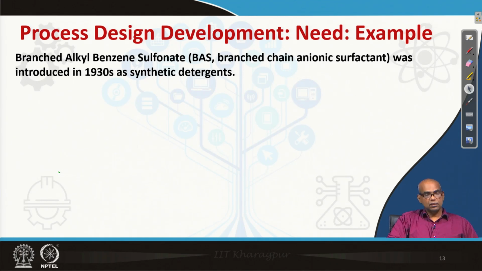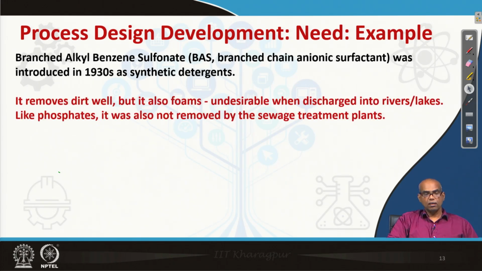Another example, branched alkyl benzene sulfonate, which is a branched chain anionic surfactant, was introduced in the 1930s as synthetic detergents. It removes dirt well, but it also foams, and this is undesirable when discharged into rivers or lakes. Like phosphates, it was also not removed by the sewage treatment plants.